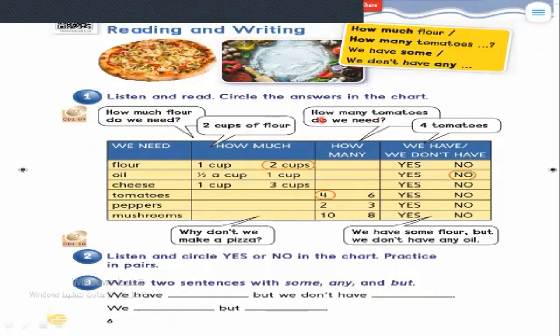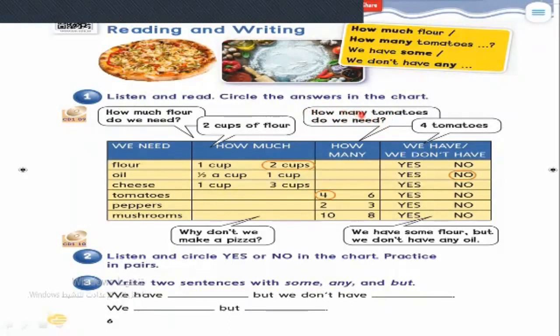So here we say together. How many tomatoes do you have? Do you need? Okay. How many tomatoes do we need? Okay. So here we are using how many.